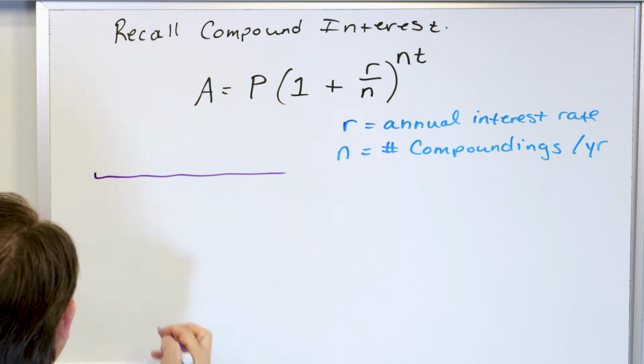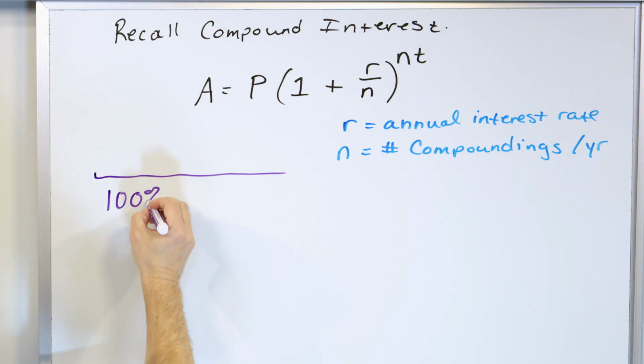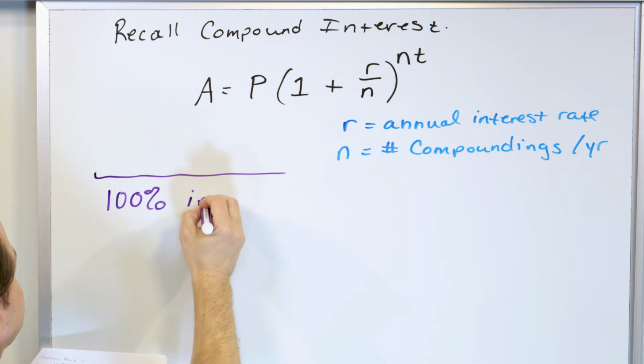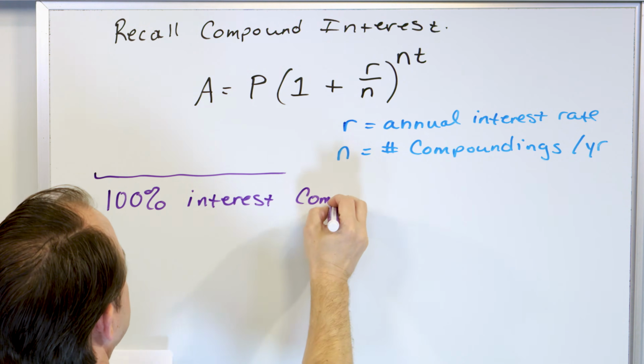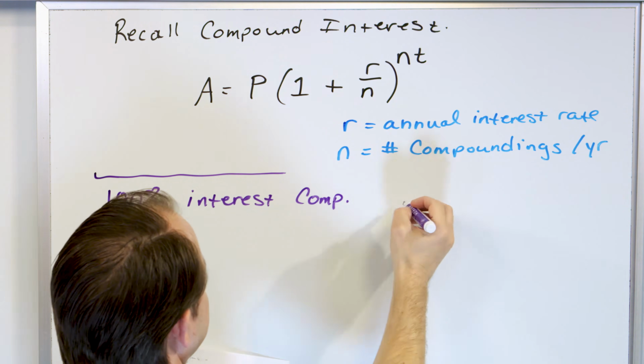So let's say that I'm going to give you 100% interest, and that's compounded annually.